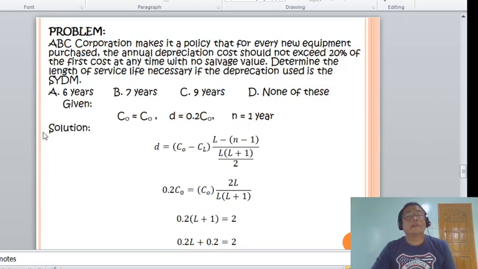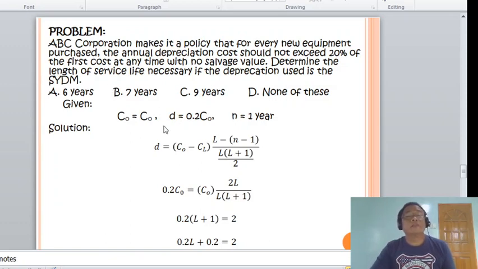Okay, so another one we have here. ABC Corporation makes it a policy that for every new equipment purchased, the annual depreciation cost should not exceed 20% of the first cost at any time, with no salvage value. Determine the length of service life necessary if the depreciation used is the SYD method. The options are A, B, C, and D.